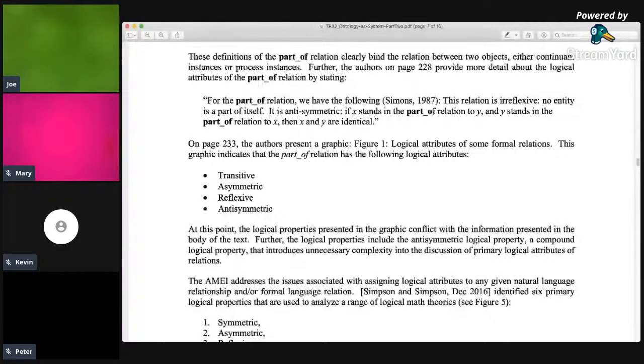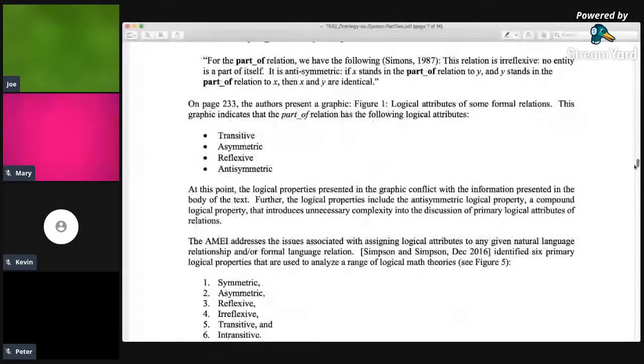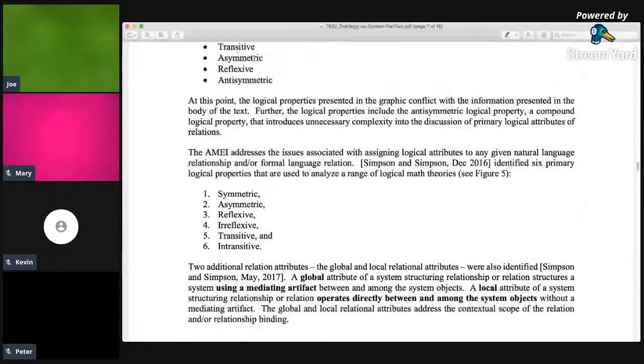What does that mean? Anti-symmetry, in this case, is again quite confusing, and it introduces a lot of uncertainty. And then on page 233, the authors present a graphic, and again, they give the logical attributes for part of, which is transitive, asymmetric, reflexive, and anti-symmetric. So now they've gone from being irreflexive to reflexive. And now there's internal conflict of the logic components within the body of the text.